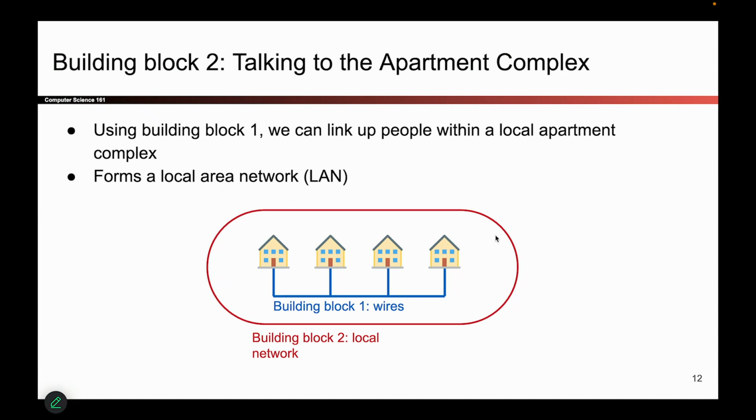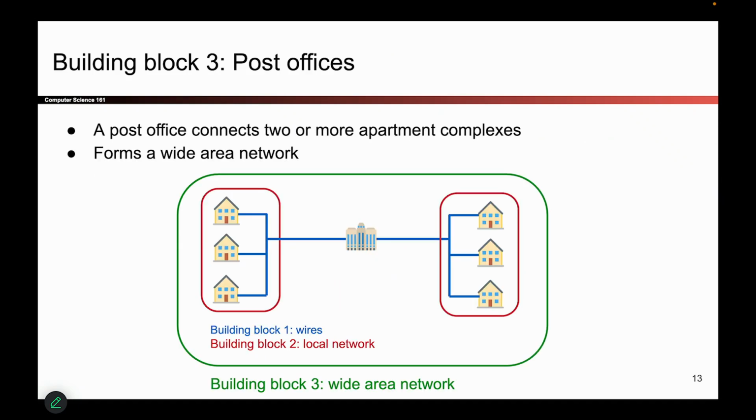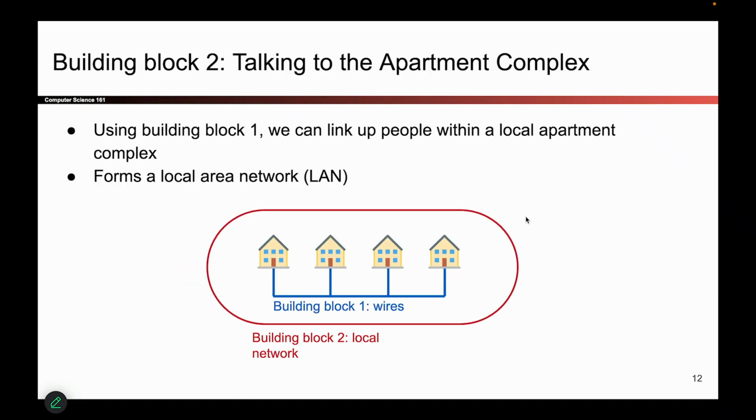So that's my second building block. I know how to use my first building block, which is a physical process, to connect up everyone in a local network. And that gives me something that looks like this. So in the mail analogy, that might be linking up everyone inside your apartment complex. In the internet analogy, it might be something like using wires to connect up everyone in some local area. So for example, maybe everyone in UC Berkeley's network is connected with some sequence of wires. That could be something you could do to form a local area network here on UC Berkeley campus.